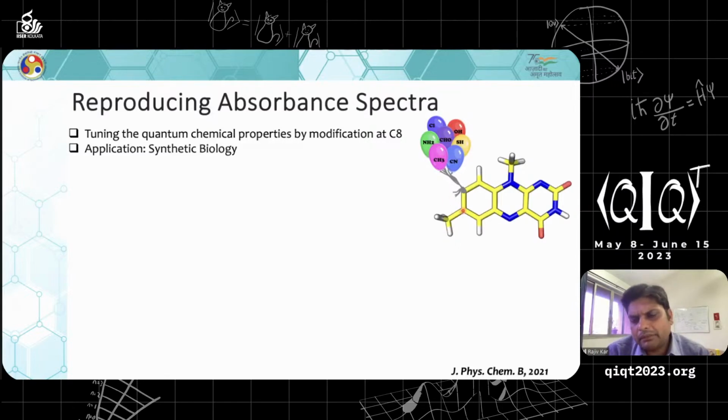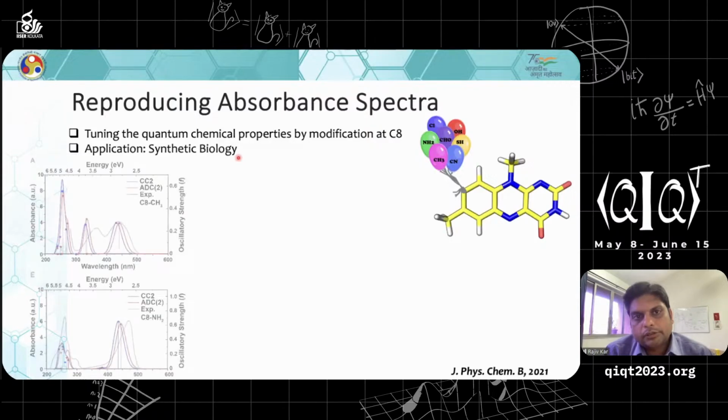So here is one example where we will study the flavin isoalloxazine moiety, but instead of the traditional methyl group at this C8 position, we can also have different kinds of groups available that are learned from nature. Now, the importance is we want to again go to synthetic biology, where we can control the absorption spectra and make use of it in optogenetic phenomena. So I'll show some examples where we want to reproduce absorbance spectra using these quantum mechanical methods.